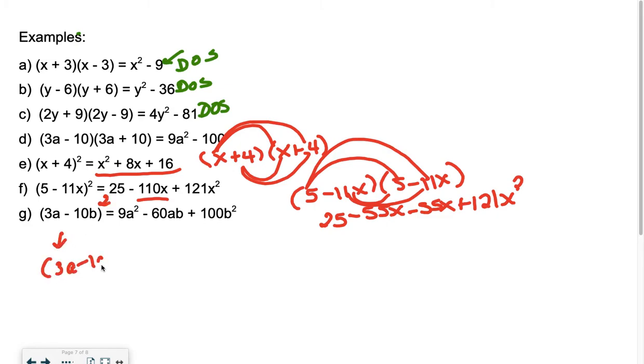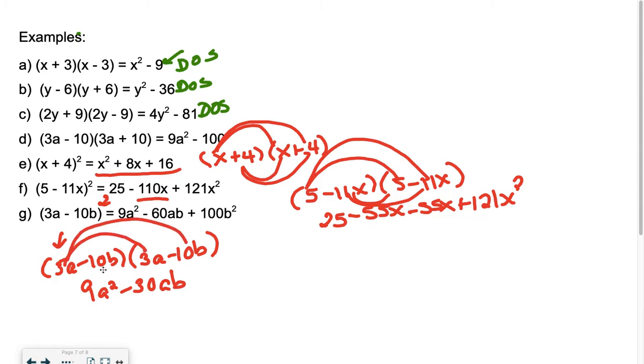3a minus 10b times 3a minus 10b, 9a squared minus 30ab, that's the multiplication of these, minus 30ab plus 100b squared. And the middle terms combine to a negative 60ab.